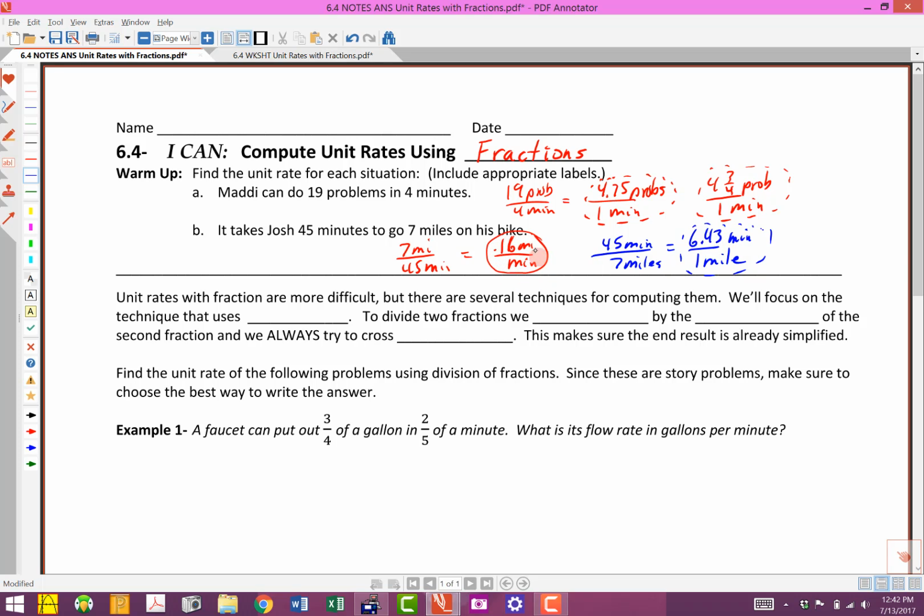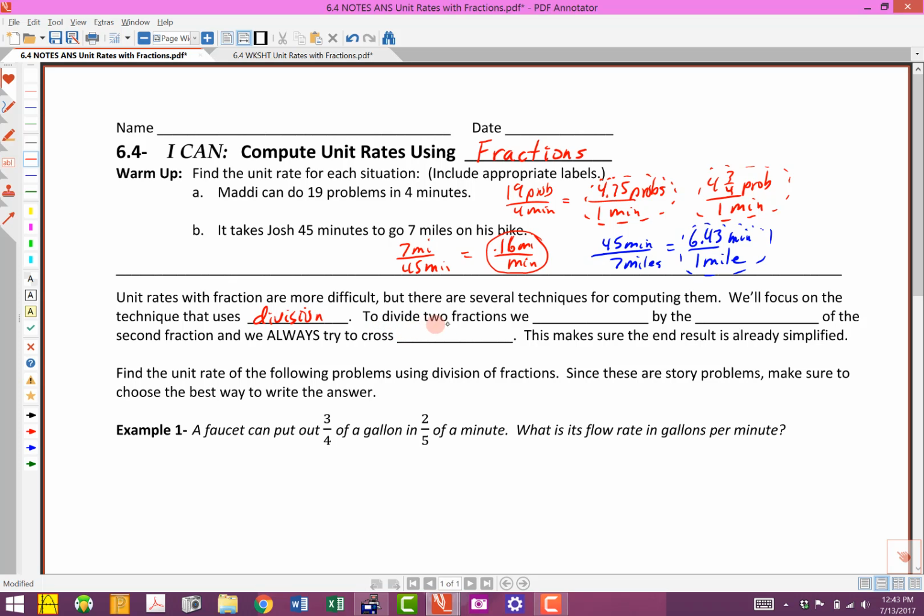Again, this is a little bit more standard, but there are occasions where this might be a little bit more useful, especially in a particular story problem. So now let's talk about unit rates with fractions. They are definitely more difficult. If we're working with whole numbers and integers, it's definitely easier. But there are several techniques that we can use for computing unit rates with fractions. What we're going to focus on is the technique that uses division, and we're going to really be dividing fractions.